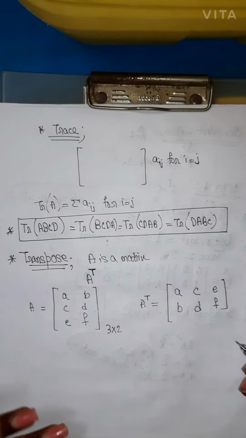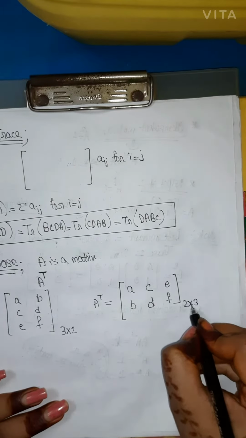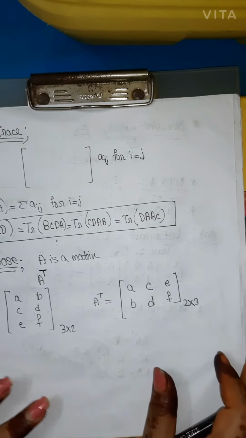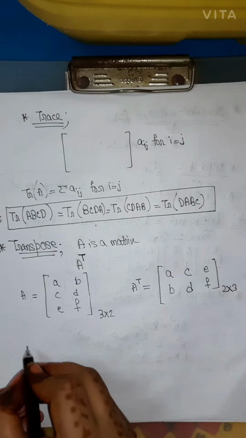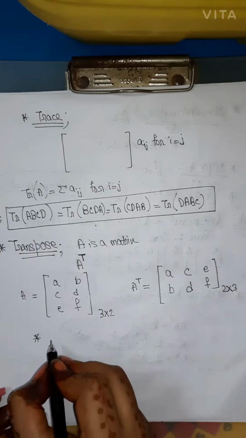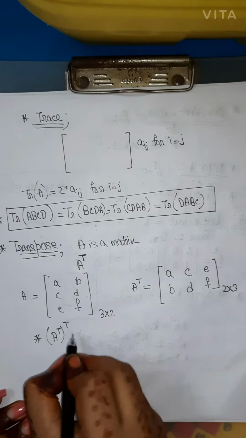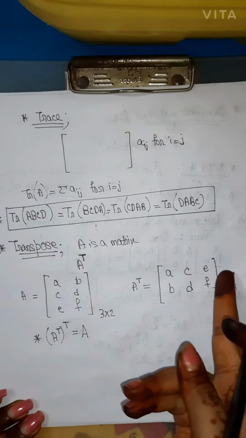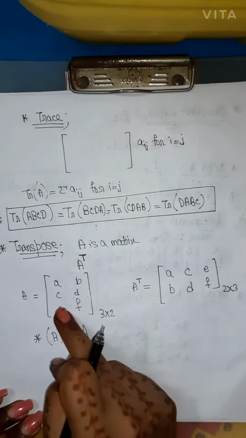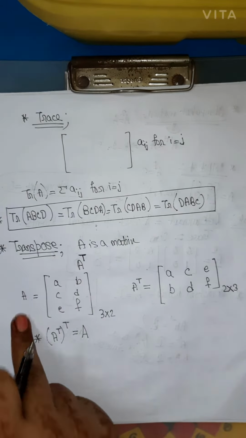So now what we have is a 2 by 3 matrix, so the order also gets reversed. This is the transpose of a matrix. So let us see what it follows. Suppose A transpose whole transpose will give you the same matrix. If you do the transpose of this, the row will become column, and the row will become column, that will give you the initial matrix.